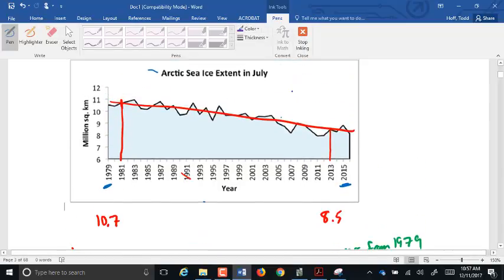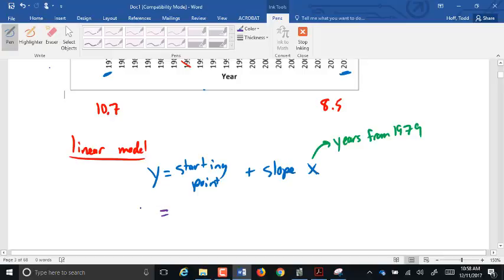The starting point is just going to be the value in 1979. So what is the value in 1979? 10.5 million. Now that's going to be a little off because that line we sketched in actually hits slightly above that. But this is just an approximation, so we can use that 10.5 million as an approximation. So it's 10.5 million plus or minus whatever our slope comes out to be.